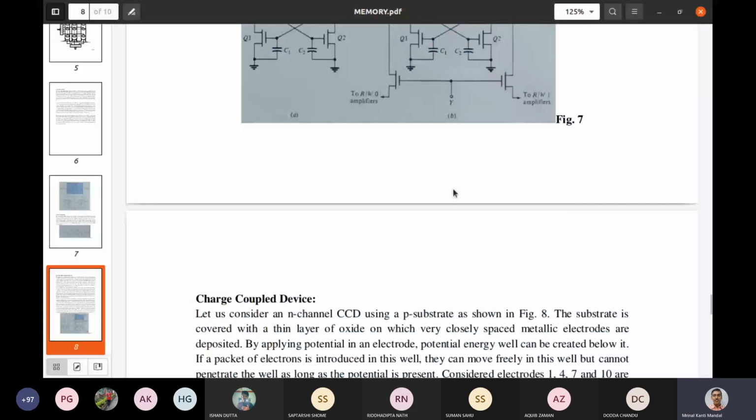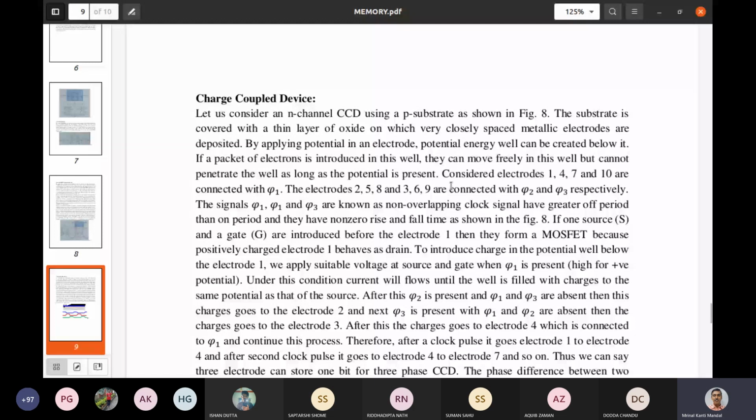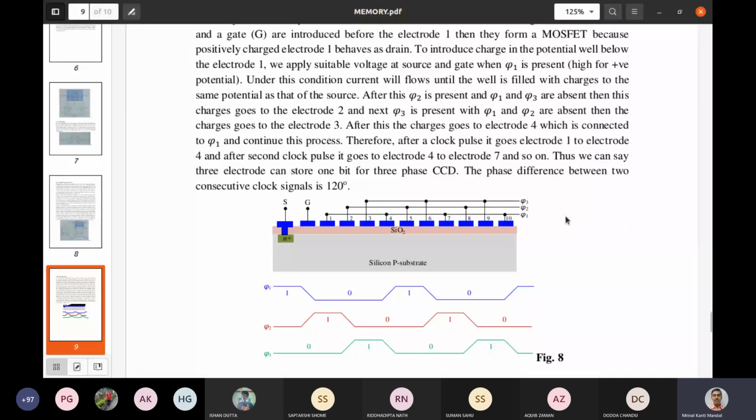Now you come to another thing, that is the charge coupled device. A charge coupled device basically has a huge number of electrodes, and it is used as a very high speed memory circuit. It is used in digital cameras, your cell phone, or any other high speed devices. In a CCD, the huge number of electrodes are connected by certain non-overlapping clock signals. For simplicity, I will first mention the three-phase CCD.